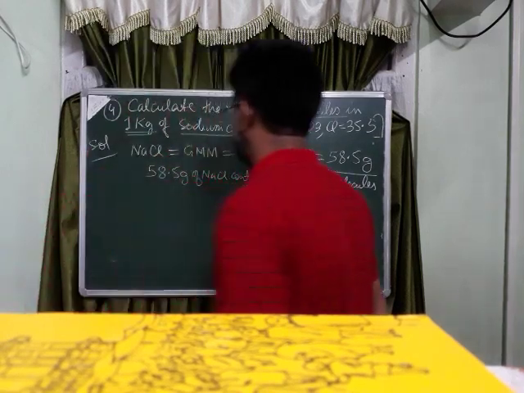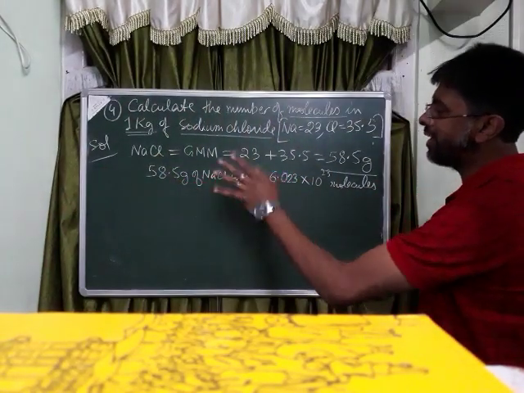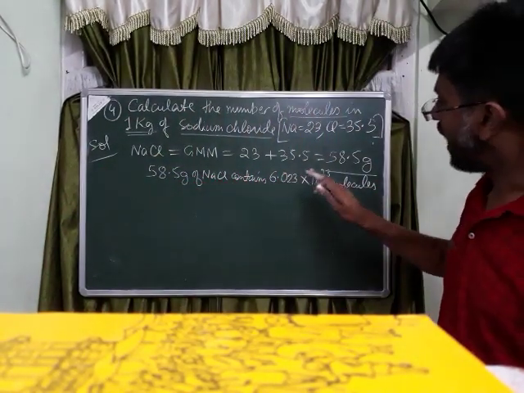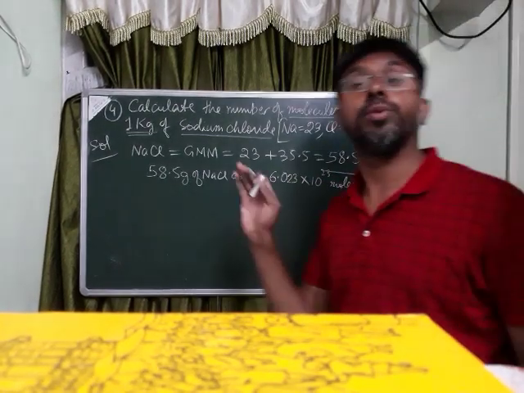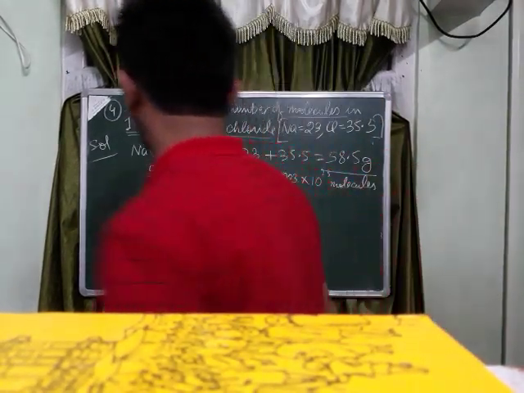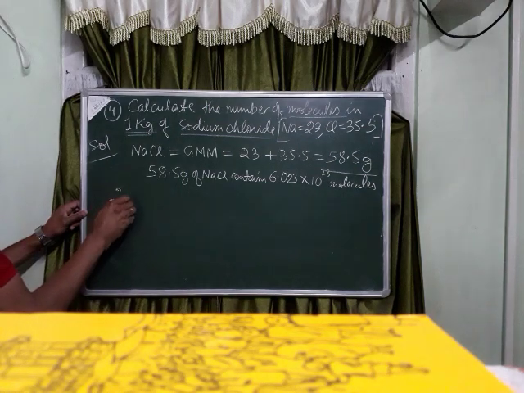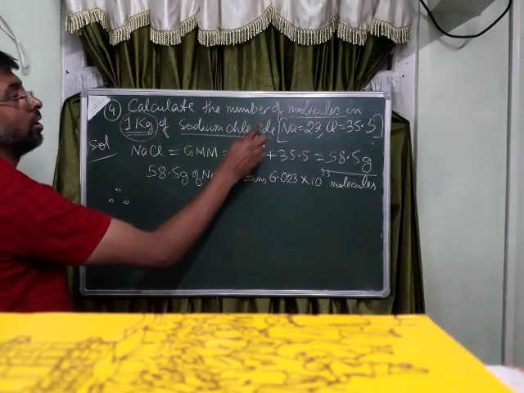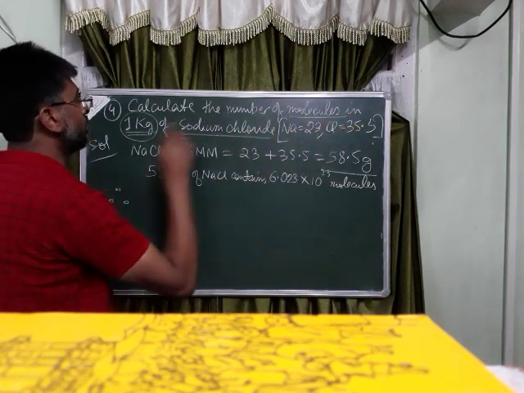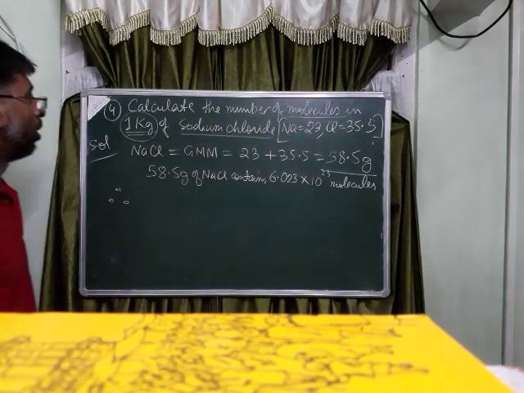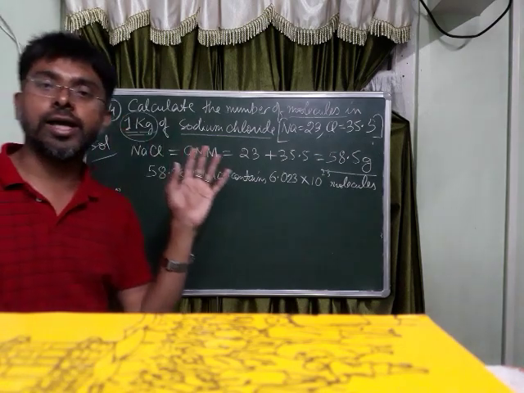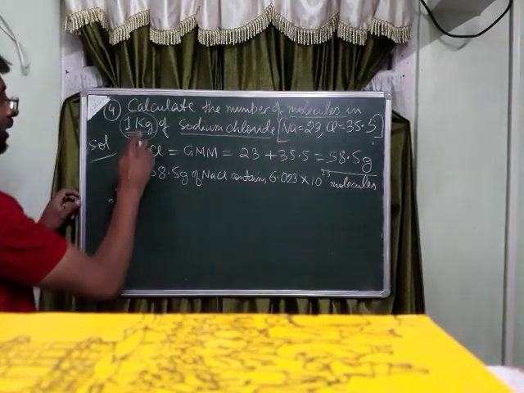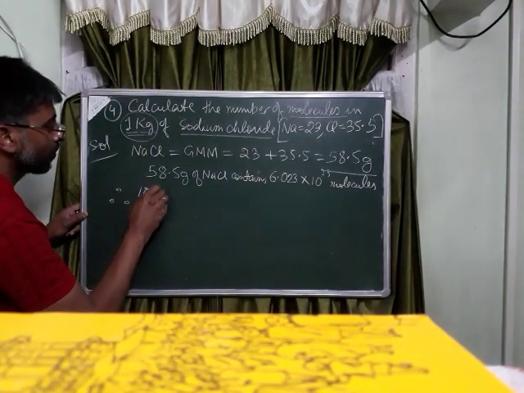Please keep this in mind. The gram molecular mass of any substance contains Avogadro's number of molecules. This is to be remembered. Okay. So now, in this sum, they are talking about finding the number of molecules in 1 kg of sodium chloride. So convert this 1 kg into grams. So this 1 kg becomes 1000 gram.